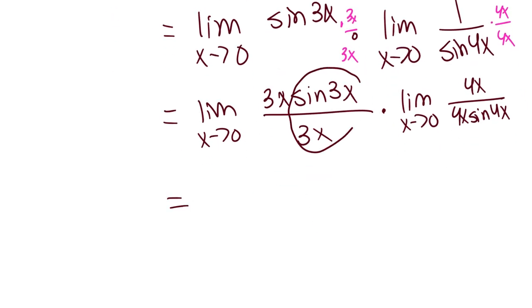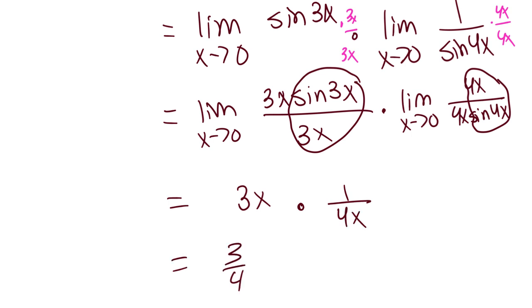What does this equal? So that's 1 times 3x times, what does this equal? 1 over 4x. So then I get 3/4. Yeah, the x's cancel, right?